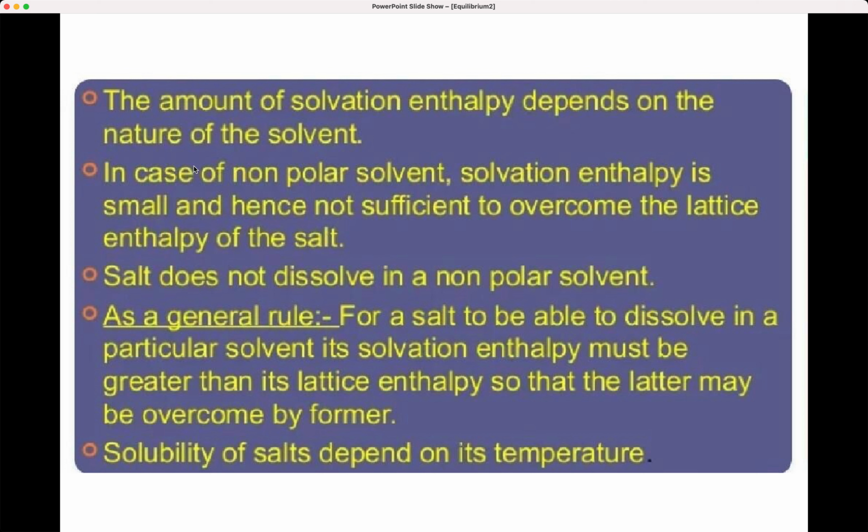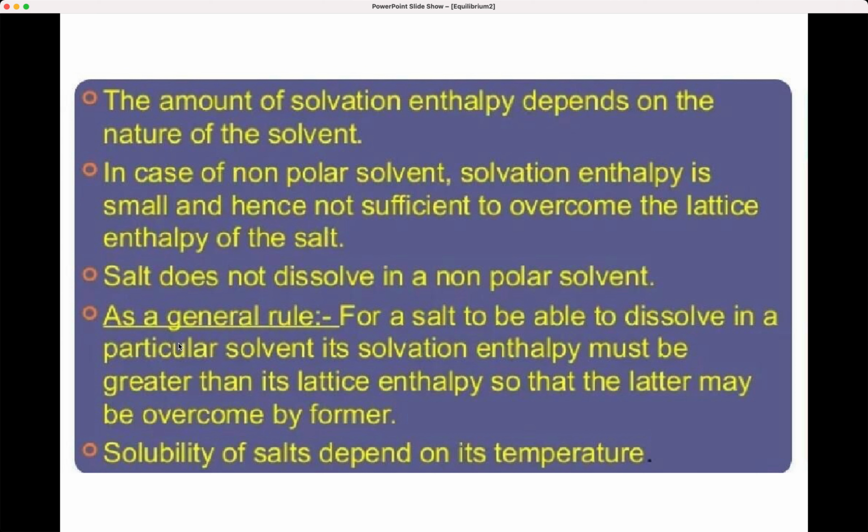Now, the amount of solvation enthalpy depends on the nature of the solvent. If it is a non-polar solvent, solvation enthalpy will be small, so it is not sufficient to overcome the lattice enthalpy of the salt. So a salt does not dissolve in a non-polar solvent; it dissolves only in polar solvents like water.